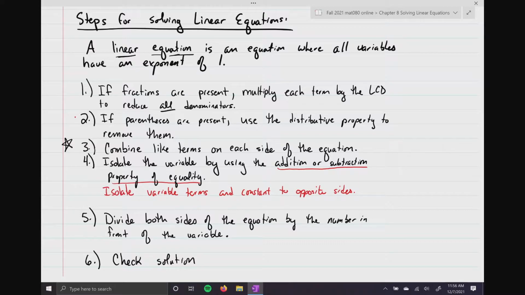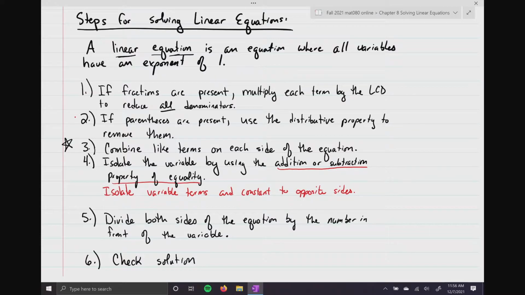Step 3 says to combine like terms on each side of the equation. So we only look at the left and then only at the right, and we combine like terms on each side independently. Step 4 is where you start moving terms from the left or the right-hand side, and we do that by using the addition or subtraction property of equality. The goal is to isolate the variable terms and constant terms to opposite sides.